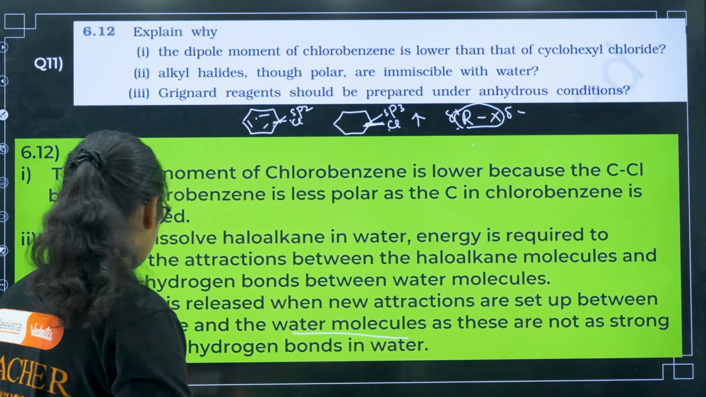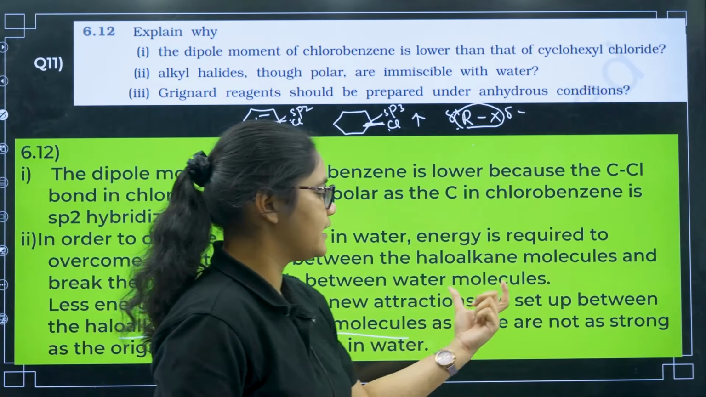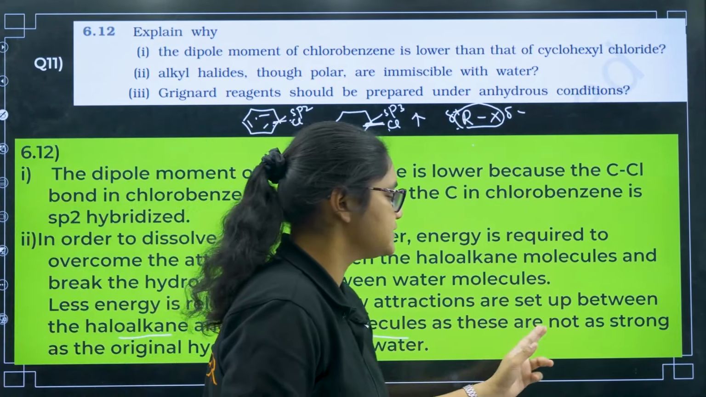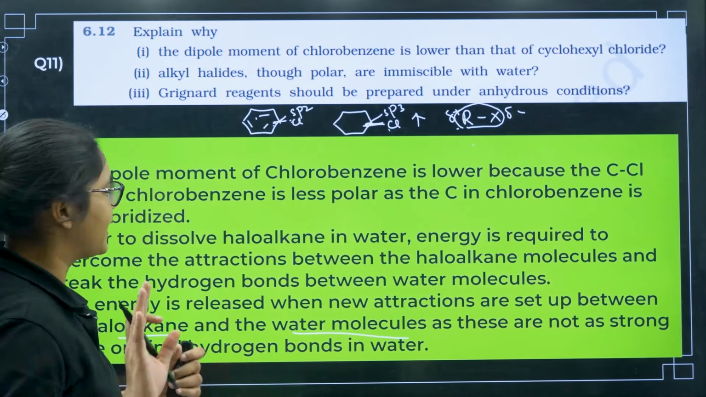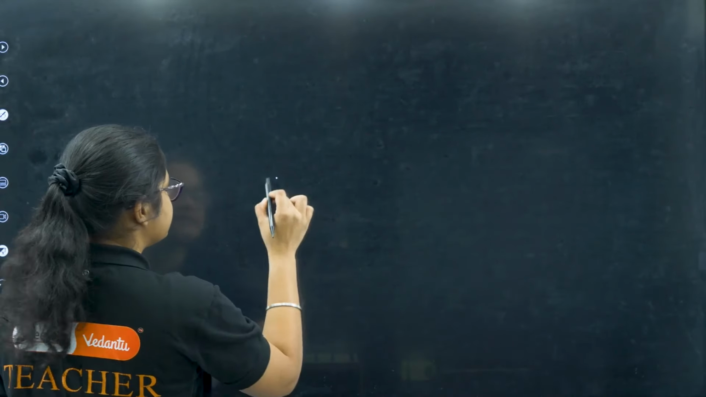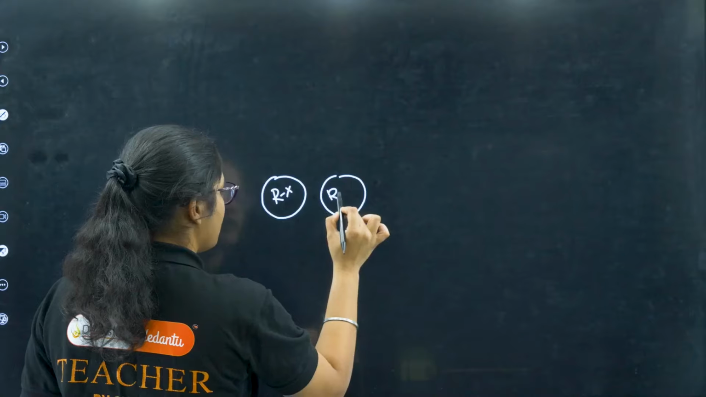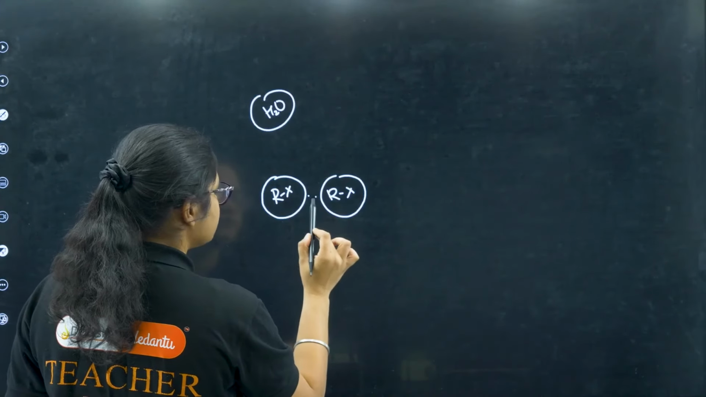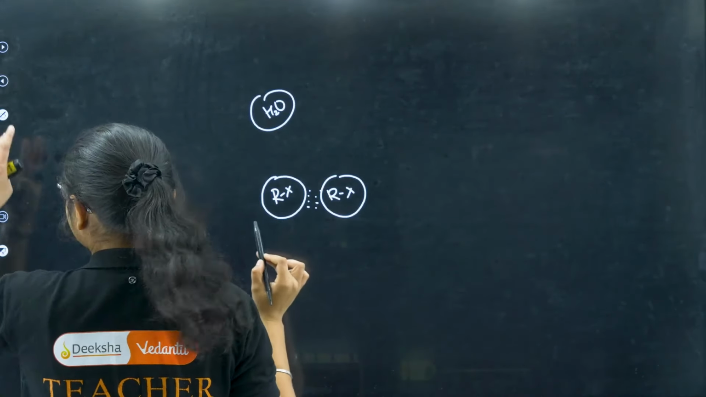So here what it is saying is that less energy is released when the new attraction is set up between the haloalkane and the water molecules, as these are not as strong as the original hydrogen bond in water. I hope you might get confused. Let me explain. See, this is one, I am writing RX, and this is one water molecule. So there is some force of attraction here, and we have to form a force of attraction here.